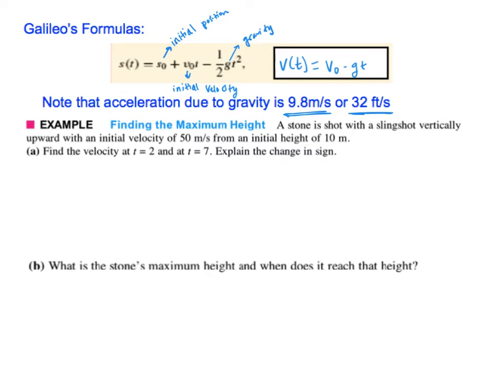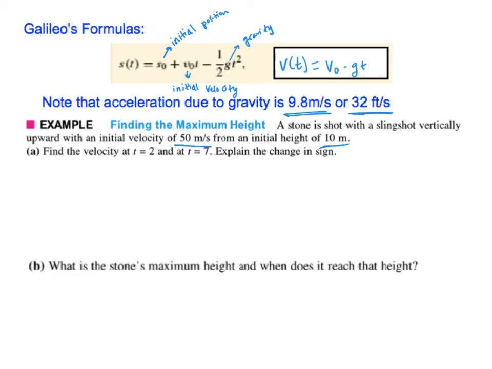All right, so finding the maximum height. A stone is shot with a slingshot vertically upward with an initial velocity of 50 meters per second from an initial height of 10 meters. So the units are really important, and of course, our initial velocity and initial heights are important. Find the velocity at time t equals 2 and t equals 7 and explain the sign change.